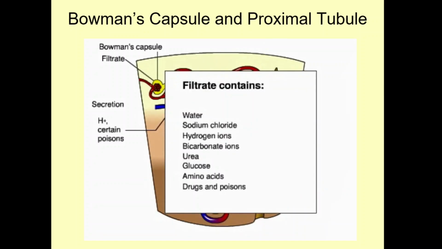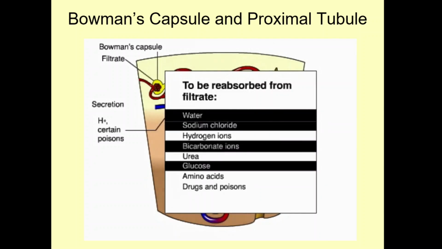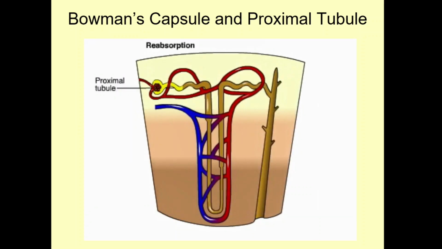This list summarizes substances contained in the filtrate. Filtration is not selective, so some of these substances are useful to the body, and it is important that they be returned to the blood. The kidneys generally need to recover water, sodium chloride, bicarbonate ions, and nutrients such as glucose and amino acids. This reclamation of valuable solutes and water is called reabsorption. Let's look at the process of reabsorption as the filtrate continues its journey through the nephron tubule.